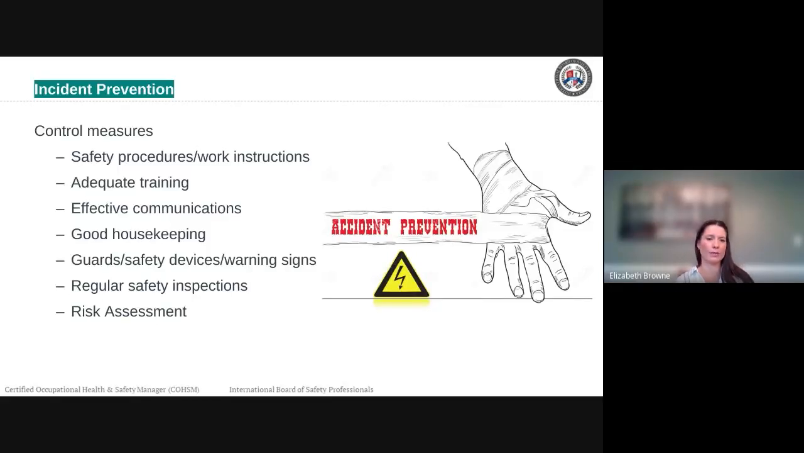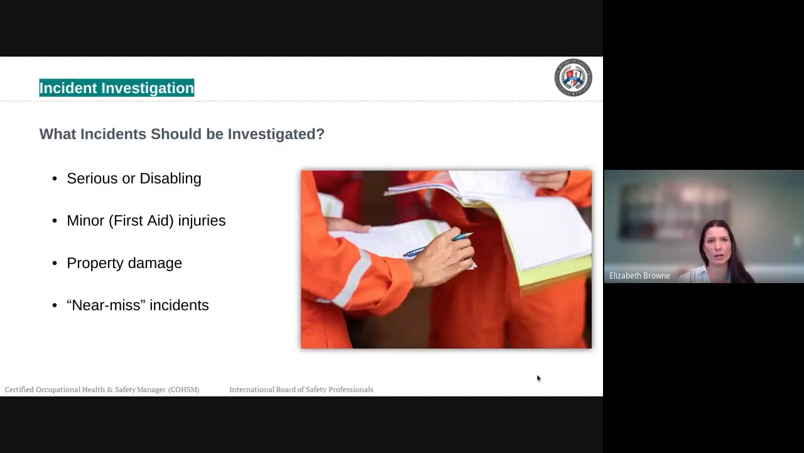So incident prevention. So of course we want to implement control measures. Those could include safety procedures, work instructions, providing adequate training, having effective communication with employees, ensuring good housekeeping, ensuring that we have effective guards, safety devices, and warning signs, conducting regular safety inspections, and conducting risk assessment might all be effective control measures that can be used as a part of an incident investigation.